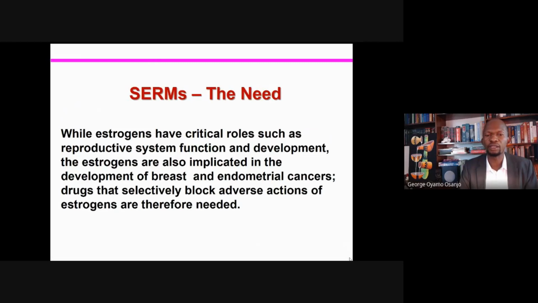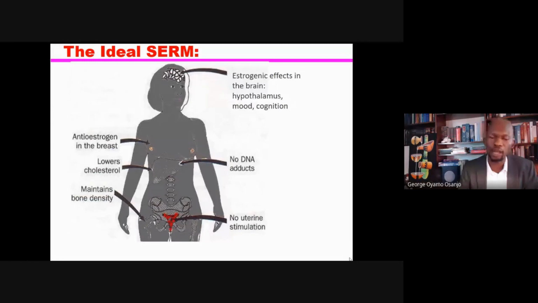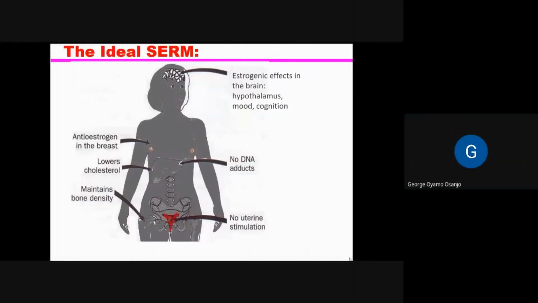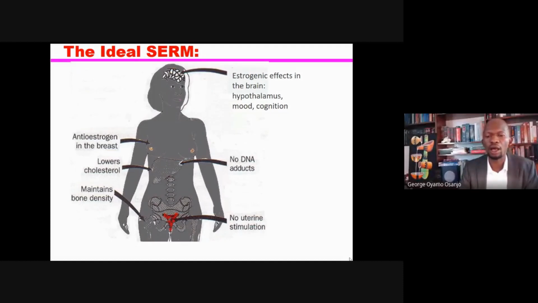And therefore, we need drugs that selectively block the adverse actions of estrogen on those tissues. We've seen beneficial and adverse effects. What you require is drugs that preserve the beneficial effects of estrogen, for example, the effects on the brain, the effects on plasma lipids, drugs that preserve bone density, and drugs that do not stimulate the uterus, which is an adverse effect of estrogen. So you want drugs that have beneficial effects and do not have the adverse effects of estrogen.